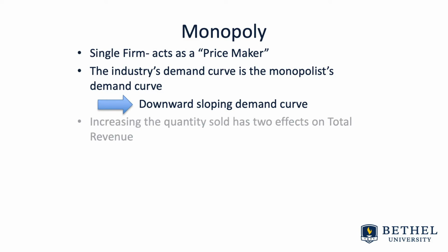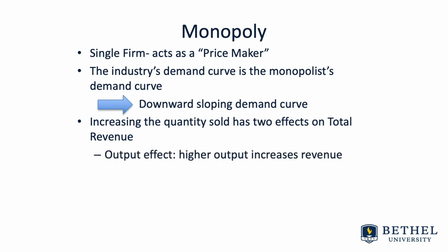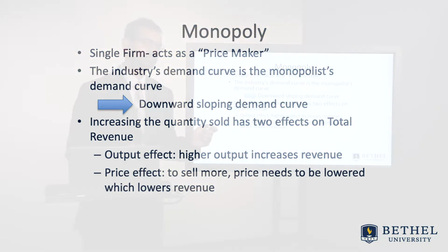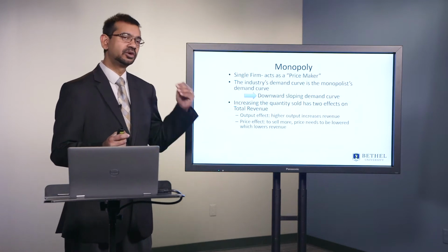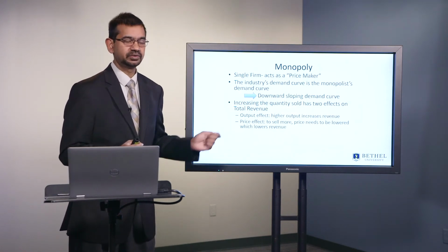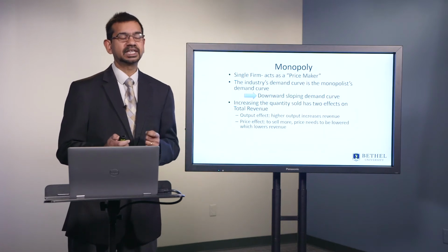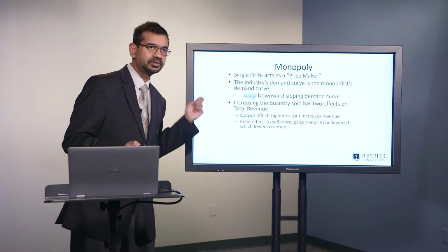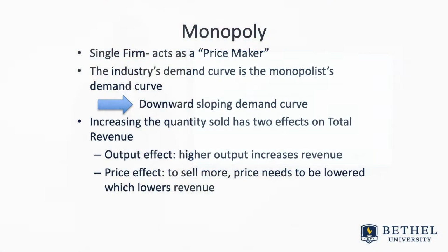So as a result, if the monopoly wants to sell more by increasing the quantity, there are two competing effects that take place. The first is the output effect. As a monopolist is selling more, they'll earn higher revenue. However, to sell more, they have to lower the price. So the price effect works in a competing direction. By lowering the price, revenue can decrease. So the optimal pricing is a toss-up between these two. The monopolist is trying to manage the output effect with the price effect in coming up with its pricing decisions.